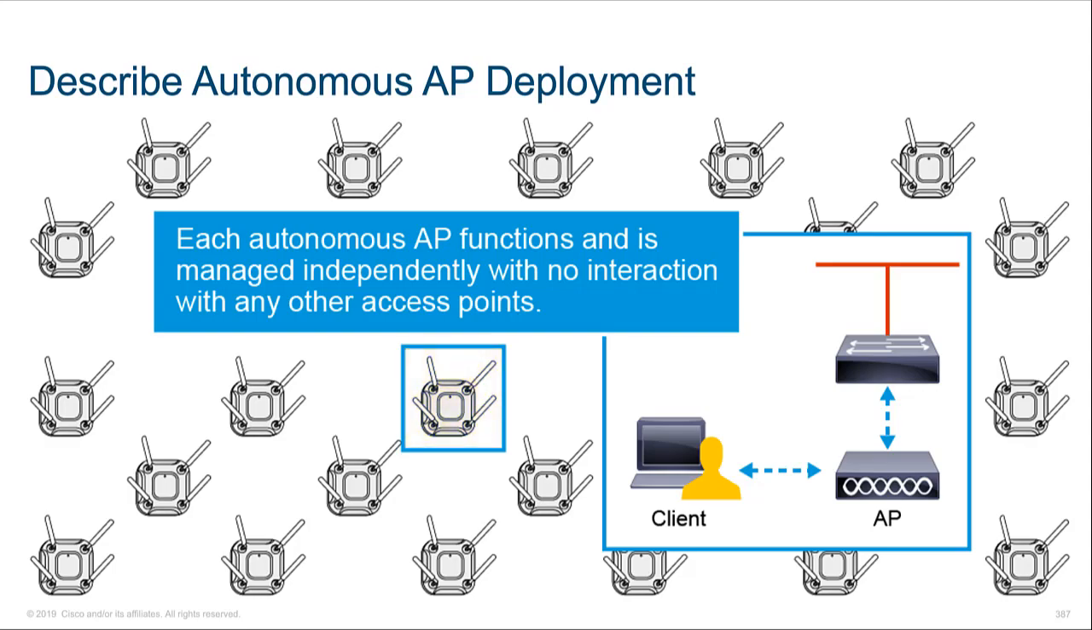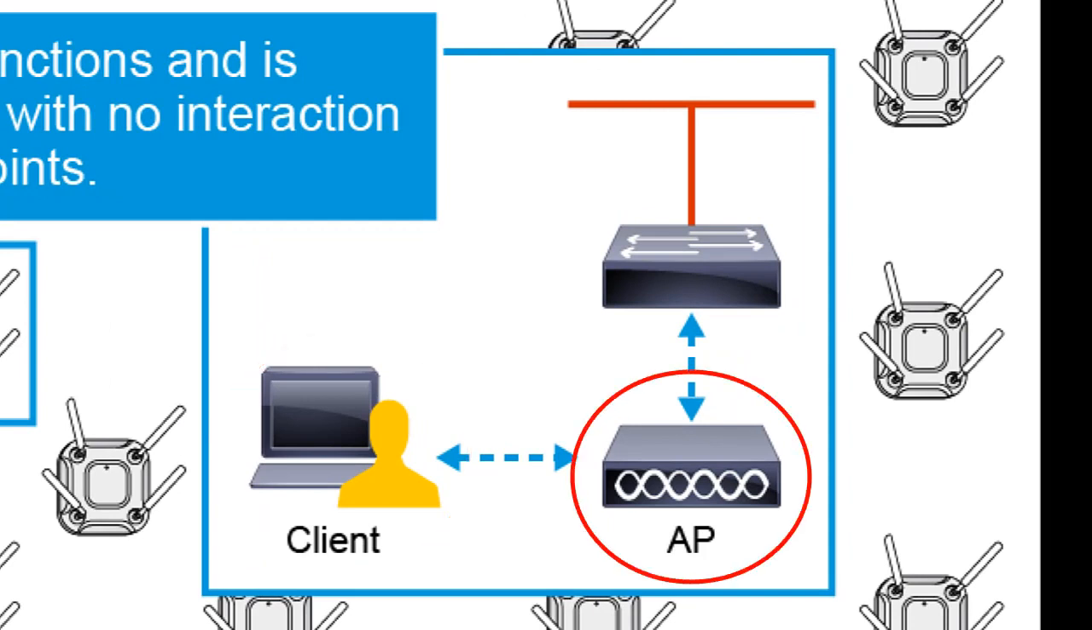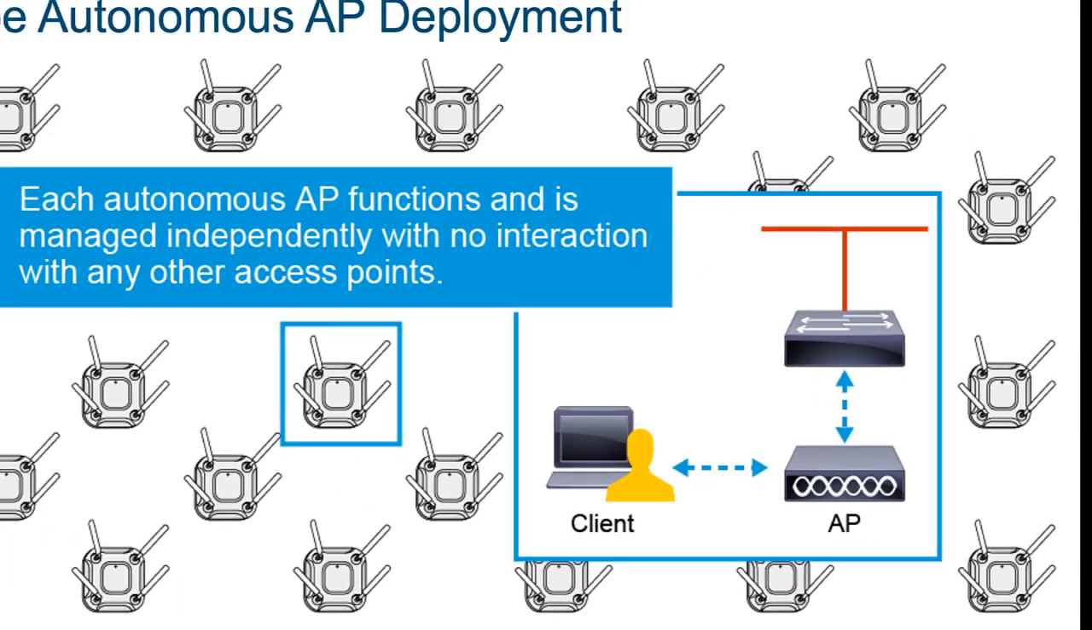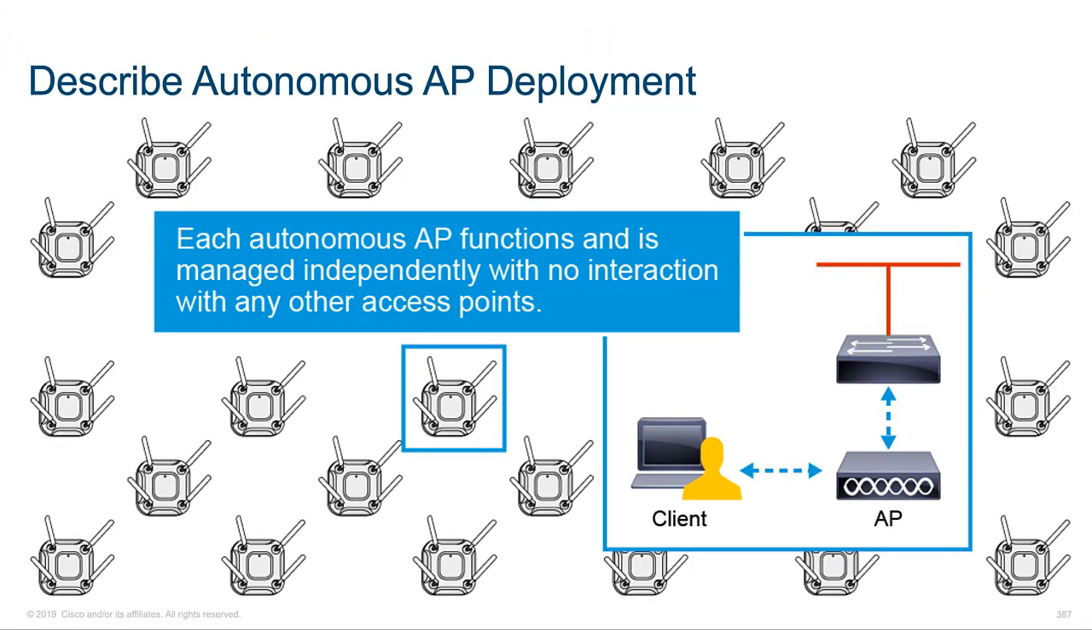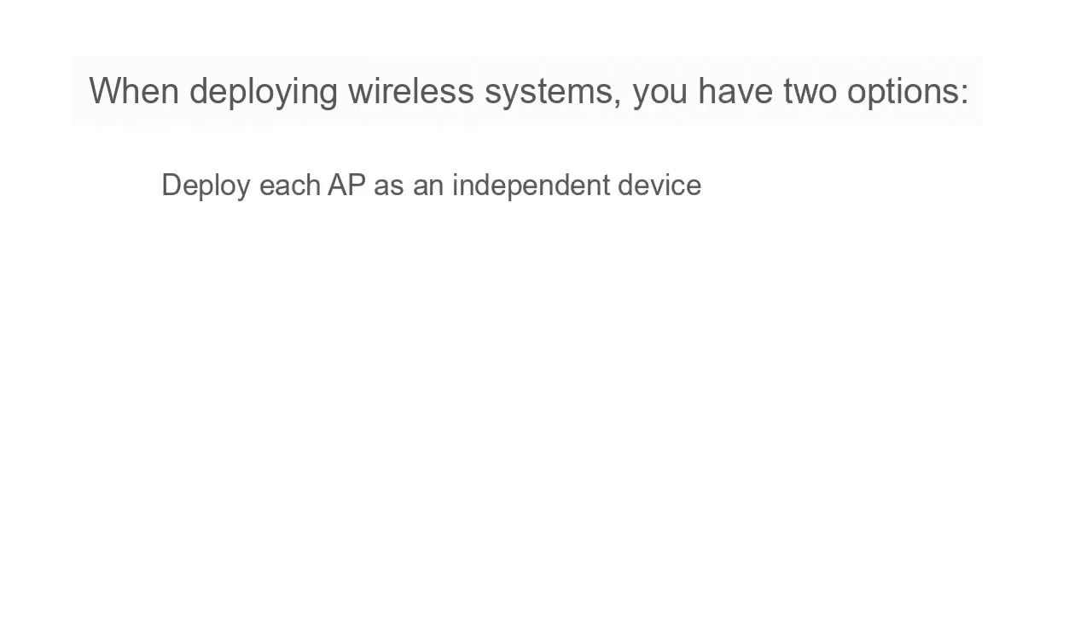So if we look at this, we have a client that's wirelessly connected to an access point, and the access point is hardwired into a switch. And so that's what that diagram on the right-hand side is. Basically, when you're deploying wireless systems, you have two options. You can deploy each of the APs as an independent device. It can be autonomous, and that means that there is no interaction with any other access points, and they are managed independently. The other option you have is to deploy using a WLC, a wireless LAN controller.